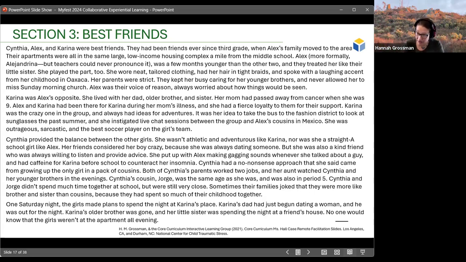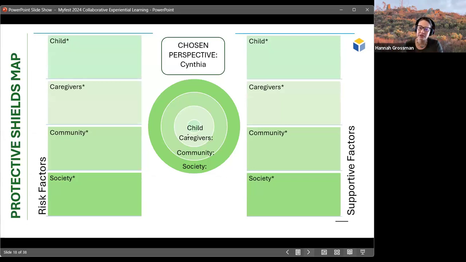It might be supportive for parents, but a risk factor for child. It might be supportive in the community, but harmful on the family level. This kind of complexity is brought out by having the graphic organizers that allow the spaces for these and the conversation around it.